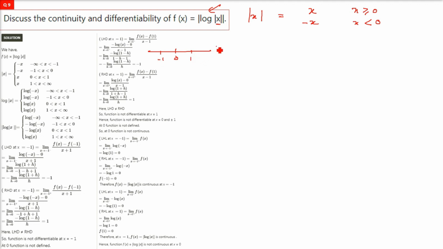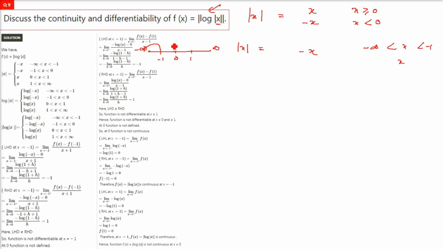Negative 1 to 0, 0 to 1, 1 to infinity, and minus infinity to negative 1 also have to be included. Whatever is below 0 is going to be negative x, and whatever is above 0 is going to be x. It will remain the same. It doesn't matter. We have just increased the intervals, but the points are the same. We know for mod x, it will be x for anything which is 0 or greater than 0. So for minus infinity to negative 1, on the left hand side, since it is going to be negative, you have to put a negative sign here, negative x.